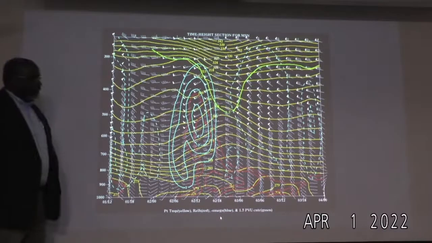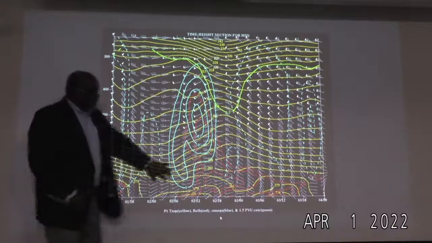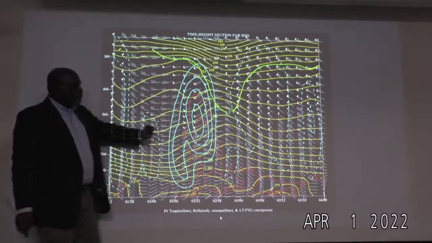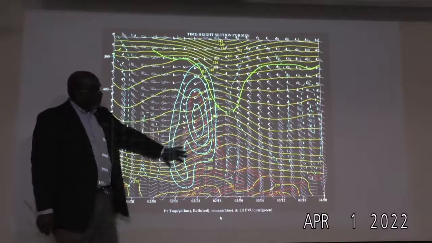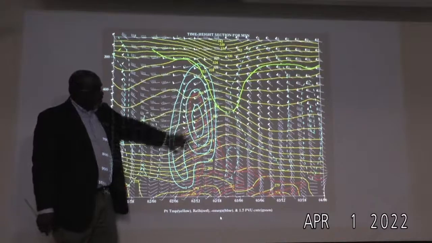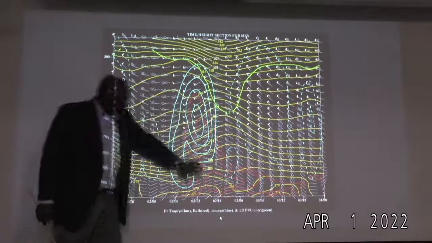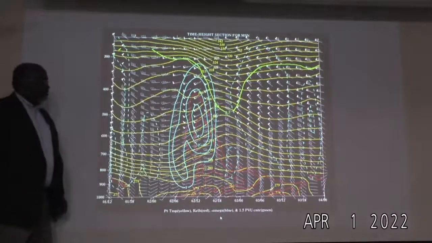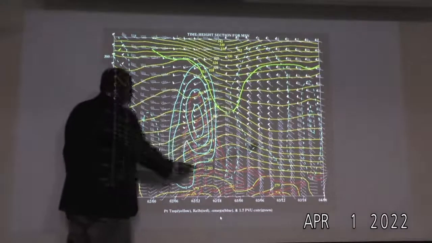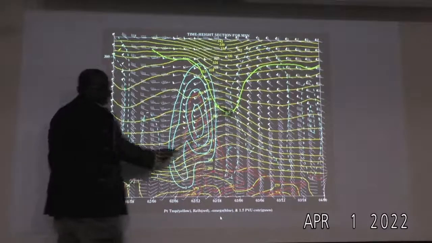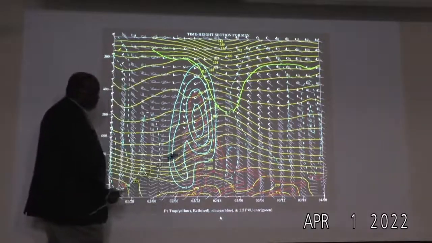Ahead of the trough, we see ascent occurring as the trough is approaching. Again, this is time running this direction. So as the trough is approaching, we're seeing significant ascent. We're seeing the column beginning to moisten up, and that's roughly at the time that we see the precipitation beginning to arrive at the ground here. Then once the trough goes by, we get subsidence, broad subsidence, and that's where the precipitation shuts off.